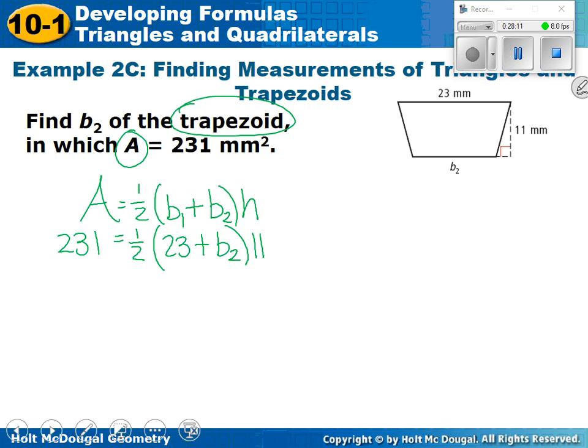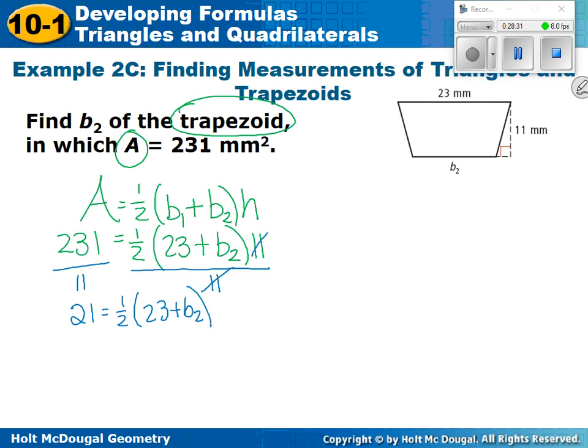I would probably argue that it's a little easier to go ahead and divide both sides by 11 first and get rid of that 11. But again, you can work it either way. What's 231 divided by 11? 21. So we have 21 equals 1/2 of 23 plus B2. Raise your hand if you divided by 11 first. Okay, those of you that divided by 11 first, what did you do next?